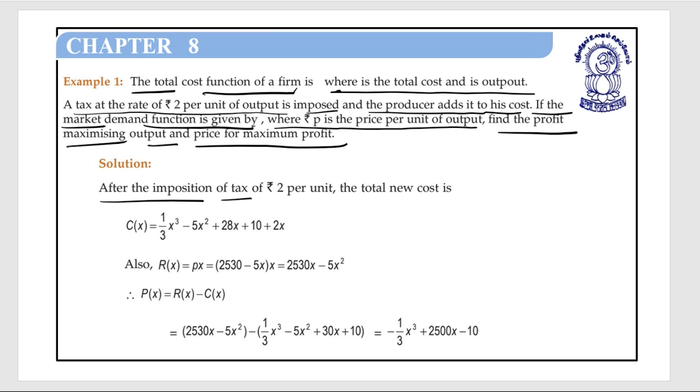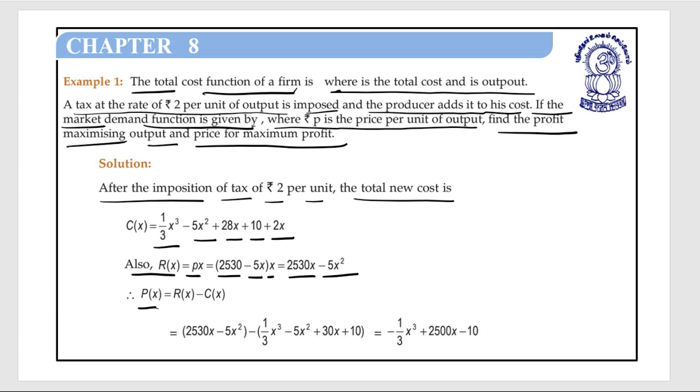After the imposition of tax of rupees 2 per unit, the total new cost is C of x is equal to 1 by 3x cube minus 5x square plus 28x plus 10 plus 2x. R of x is equal to px. So it is 2530 minus 5x into x. So 2530x minus 5x square.